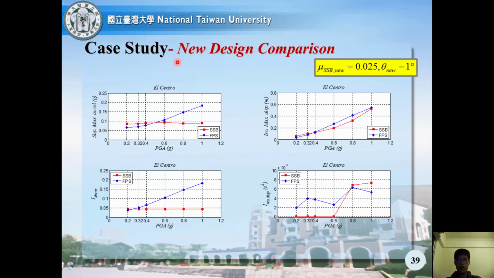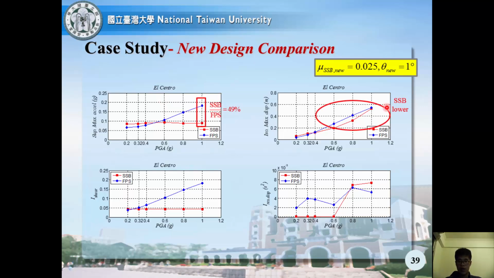So this is the result of using the new design parameters of our system. Let us recall that when the system is under the original parameters, SSB has better results when PGA is equal to 1G. However, if we look at this figure, it shows that SSB is more effective when PGA is greater than 0.6G, which shows a great advancement of the performance.